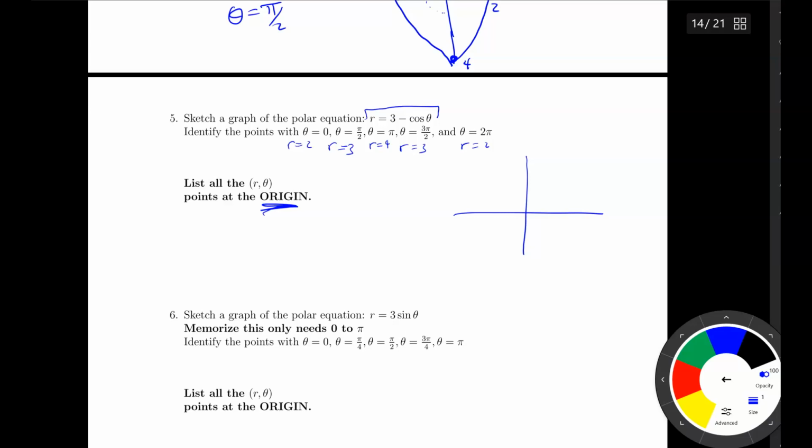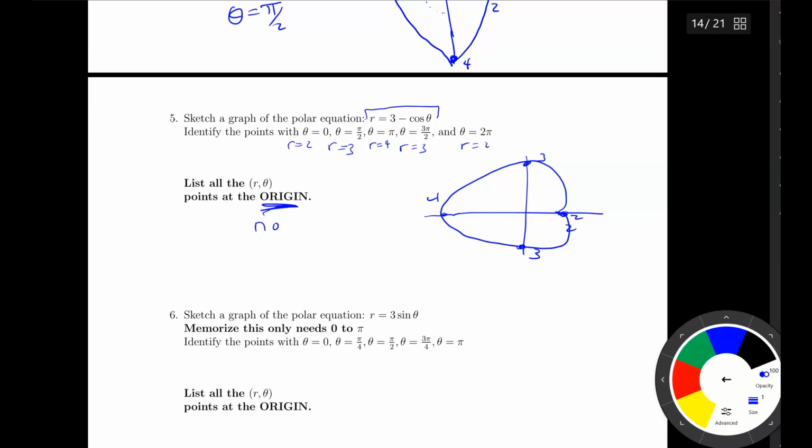So angle 0, I go at a distance of 2. Angle pi over 2, oops, I did that wrong, didn't I? No, that's right. I go at a distance of 3. Angle pi, I go at a distance of 4. And angle 3 pi over 2, I go at a distance of 3. And then back to 2 again. All right, so let me put the 2 there so you can see it.